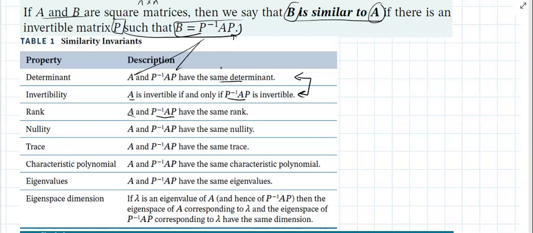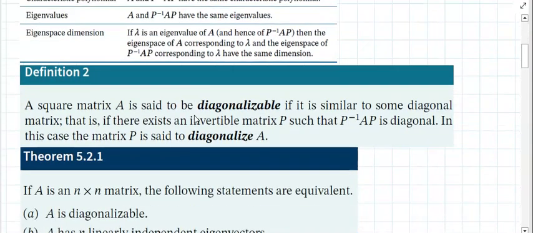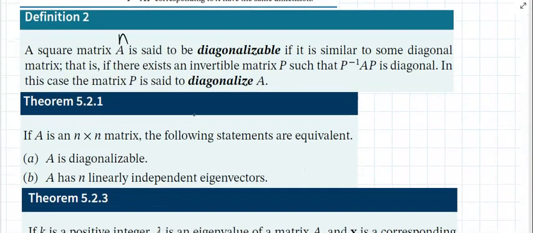Now I want to elaborate on this really quick. Actually, I'll elaborate on the next theorem. A square matrix is said to be diagonalizable. That means you could write it as a diagonal matrix where the diagonal entries are non-zeros and everything else is zero. If it is similar to some diagonal matrix, that is, there exists an invertible matrix P such that P inverse A P is diagonal. In this case, the matrix P is said to diagonalize A.